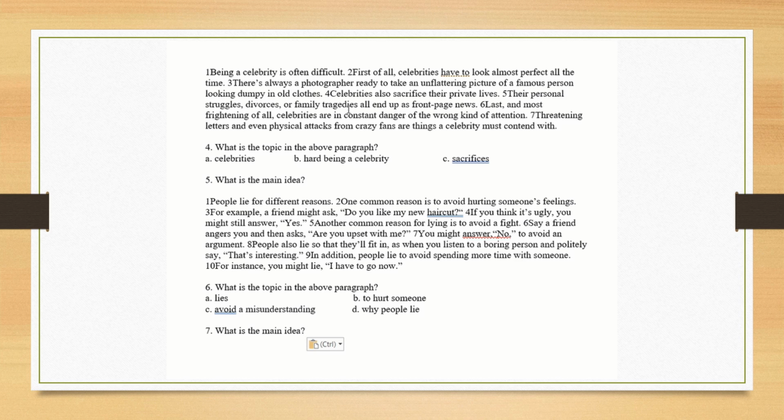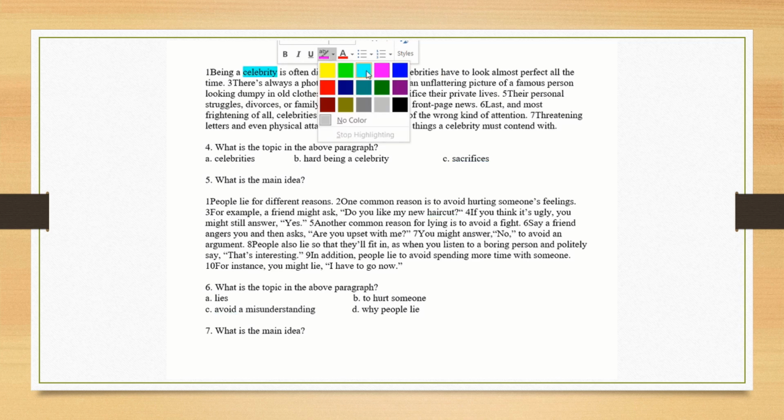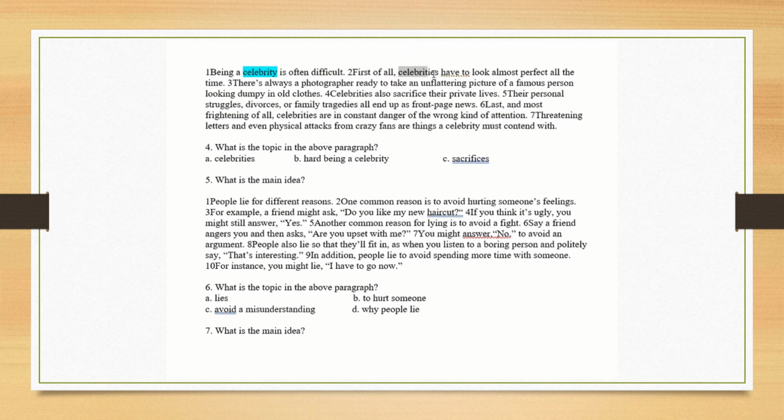So, what is the topic of this paragraph? Is it just about celebrities? Is it about it's hard to be a celebrity, or is it about making sacrifices? As you read the paragraph, you notice that the word celebrities was used often throughout the paragraph. So yes, it is about celebrities, but celebrities alone is too general.